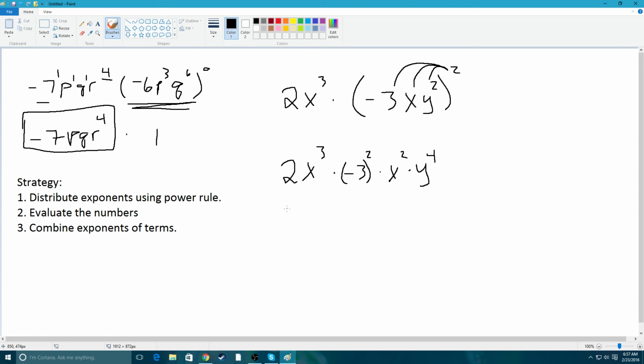So let's do the numbers now. We got 2 times x to the third. Negative 3 times negative 3 is a positive 9 times x squared times y to the fourth. 2 times 9 is 18. So we just evaluated the numbers. Check that off our list. And now we combine exponents of the terms. X to the third times x to the second, x to the fifth. And there's nothing else for y, so y to the fourth is here.